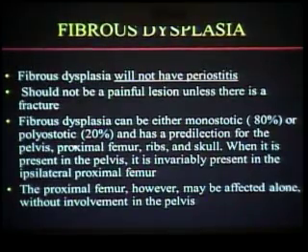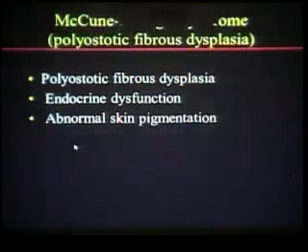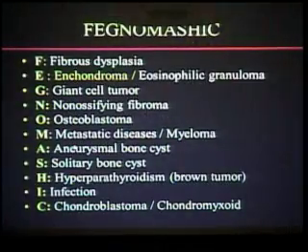Usually you don't have periosteal reaction unless you have a fracture. Monostotic is 80%, polyostotic 20%. Usually when you have an involvement of the pelvis, the femur is also affected. When you have the polyostotic form, it's usually unilateral, but could be bilateral, but usually asymmetric. So remember this, McCune-Albright, with abnormal skin pigmentation, endocrine dysfunction, and polyostotic fibrous dysplasia.